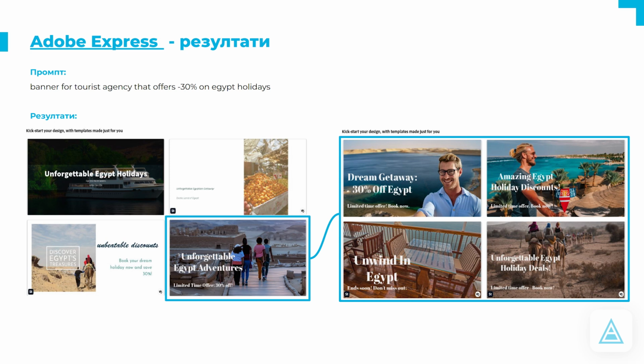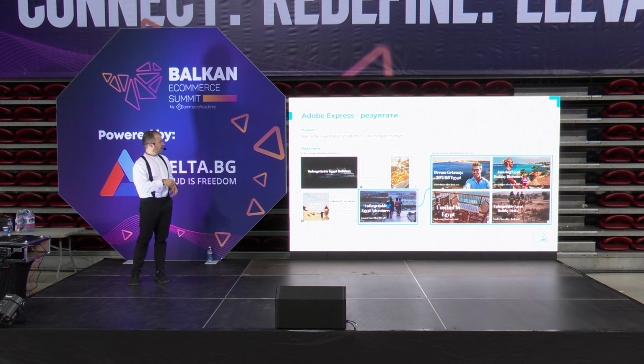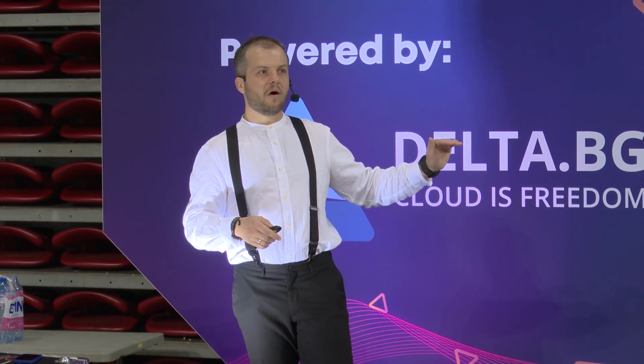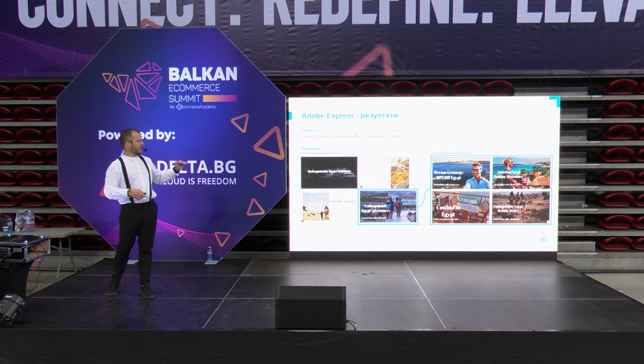After that, you can correct it and edit it. Here you can see a prompt: make me a banner for a tourist agency that offers -30% on Egypt holidays. And this is all made by Adobe Express. This is the prompt, and this is the text that you can use and edit, and you can add your brand book images, and so on.